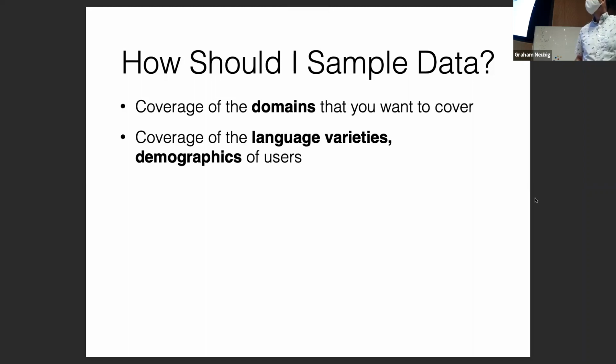Another thing is language varieties and demographics of users. Let's say you're building something for a social media site. You definitely don't want translation data that's only from one set of your users, because then your translation system would fail on social media posts from other sets of users. If you collect only American English, it's not going to do very well on Englishes from other places in the world.